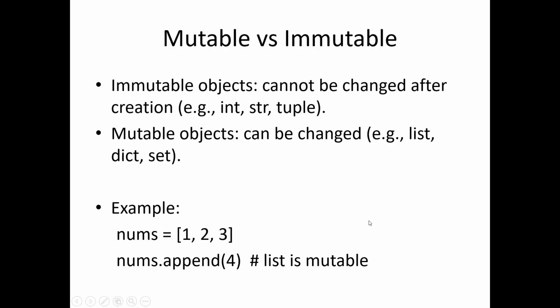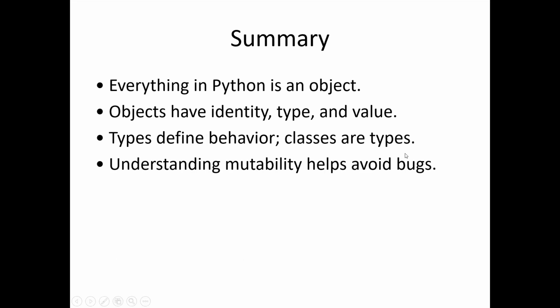So let's see our next slide. For summary, we can say that, as we have understood, everything in Python is an object, and each object has its own identity, type and value. Types define the behavior, and classes are just types we define.